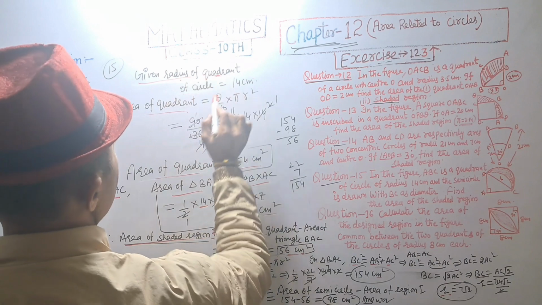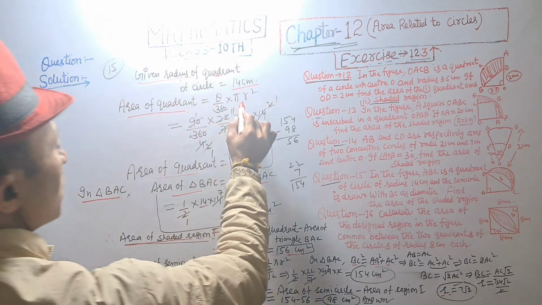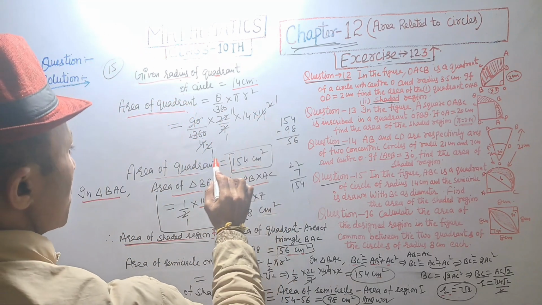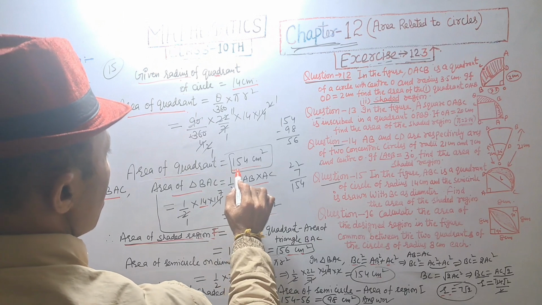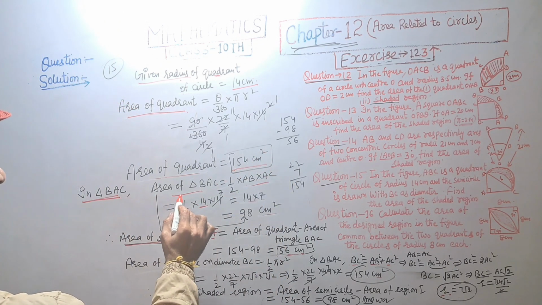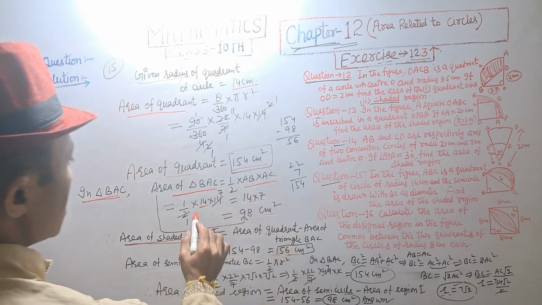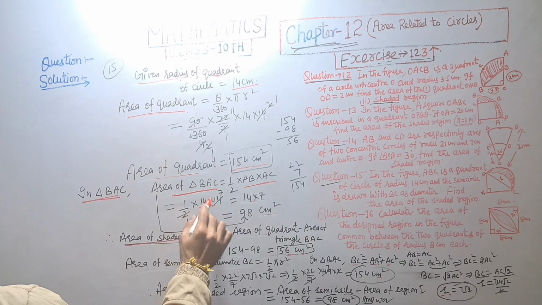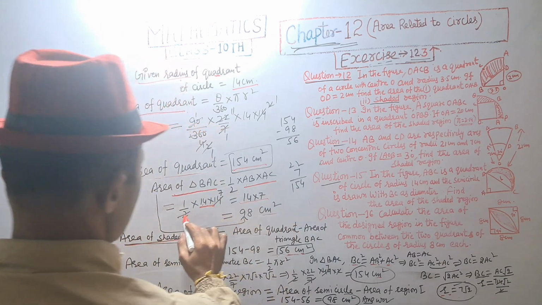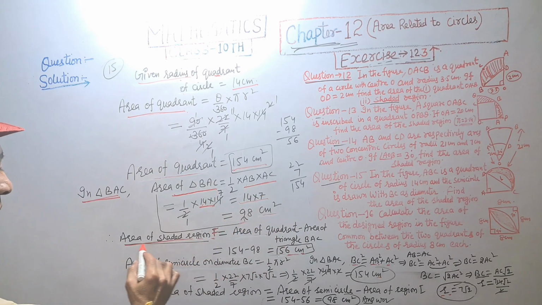Given the radius of the quadrant of the circle is 14 centimeter, and the area of the quadrant is theta upon 360 pi r square. 90 upon 360 into pi r square, so we get the area of the quadrant is 154. In triangle BAC, the area of triangle BAC is equal to half into base into height, half into 14 into 14, that is equal to 14 7 2s are 14 and 14 7s are 98 centimeter square.